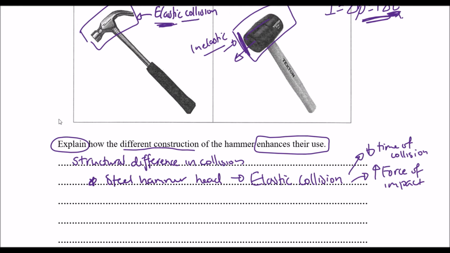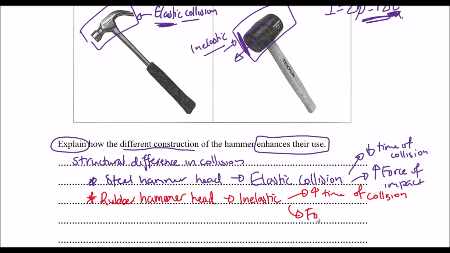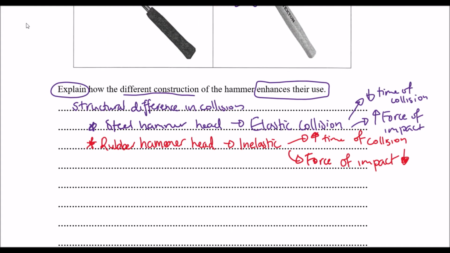If we then compare, and I'll do it in a different color to separate it, our rubber hammerhead, we'll expect the collision to be more inelastic, and that means that the time of collision is higher or is increased. And that also means that the force of impact will be decreased. So what are the implications of that with construction? Let's go back and have a look.